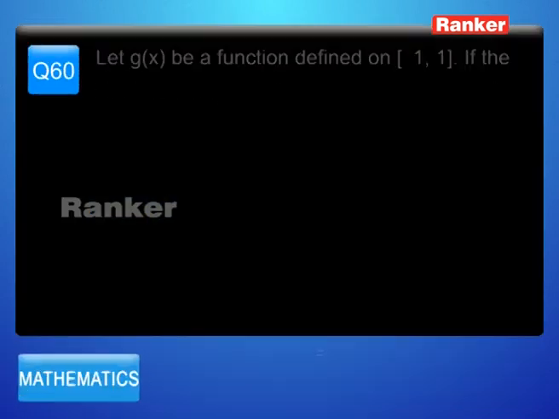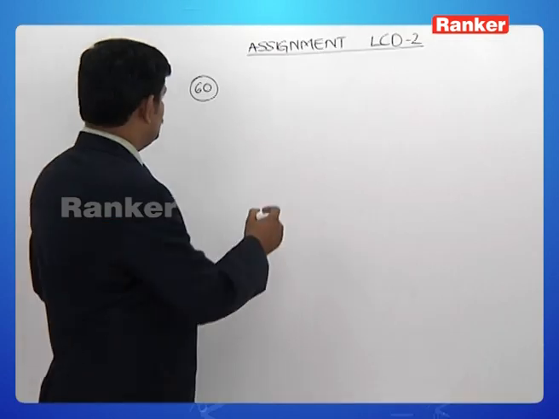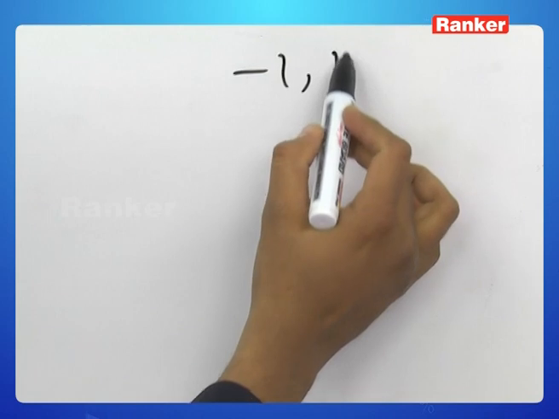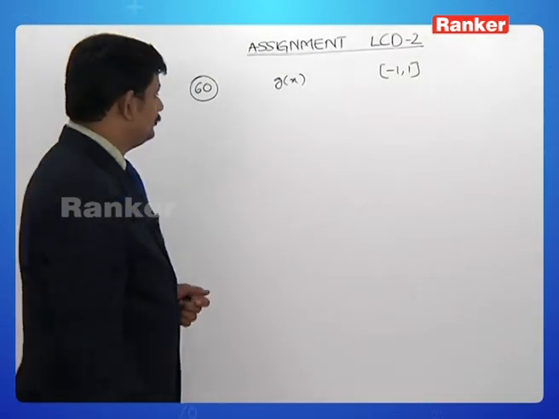Next question. g of x is a function defined on the closed interval minus 1 to 1. If the area of the equilateral triangle with two of its vertices at (0, 0) and (x, g of x) is root 3 by 4, then find the function. So the domain of the function is given to be minus 1 to 1.